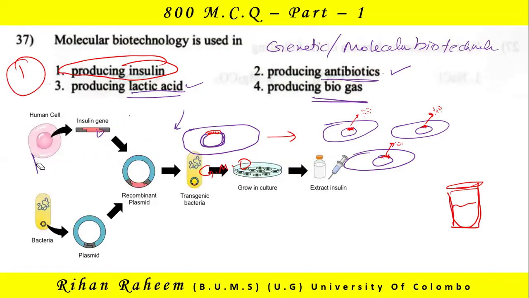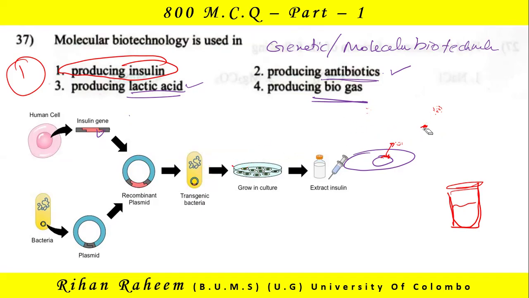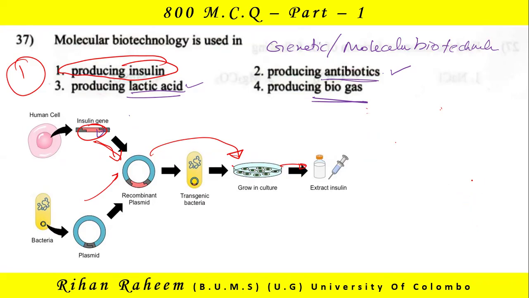Okay, here you can see they have given a scientific diagram. Sorry, animation diagram, the scientific method. They take the insulin gene from the human. They take the bacteria's DNA circle, and they join it. This is only gene technology or molecular biotechnology. And they are allowing it to grow. And once it grows, they destroy the bacteria, they extract the insulin. And that is injected to these diabetic patients, excessively diabetic patients.